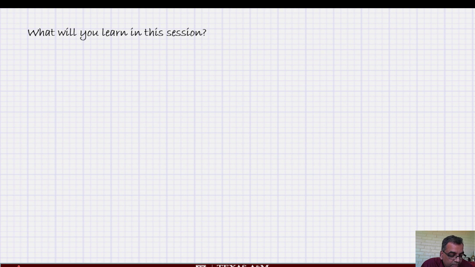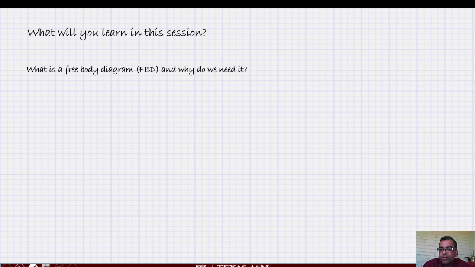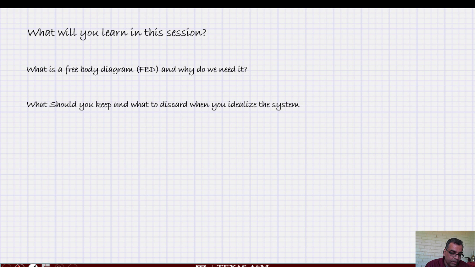So what will we learn in this session? Item 1, we will learn what a free body diagram is and why we need it. Most people have some idea about it, but we are going to do a much more rigorous version, because free body diagrams are very important in engineering. The second thing is, when you draw a free body diagram, what should you keep and what should you discard? And the third thing is some do's and don'ts about free body diagrams. Not an exhaustive list, but some ideas. Okay. So let's get started.